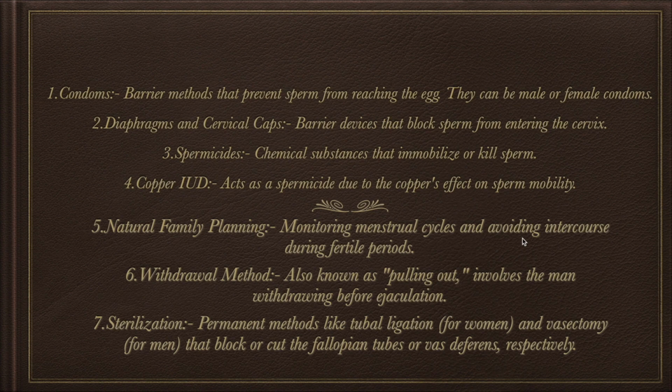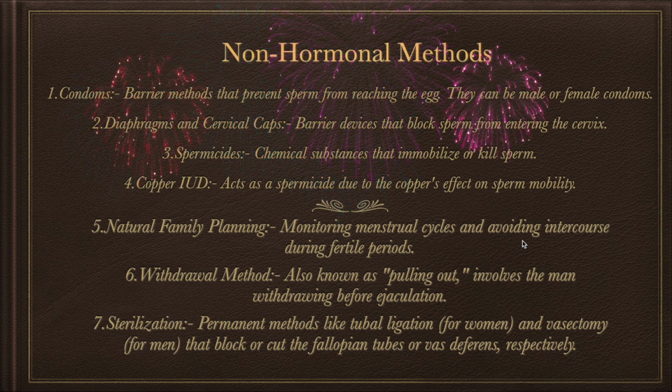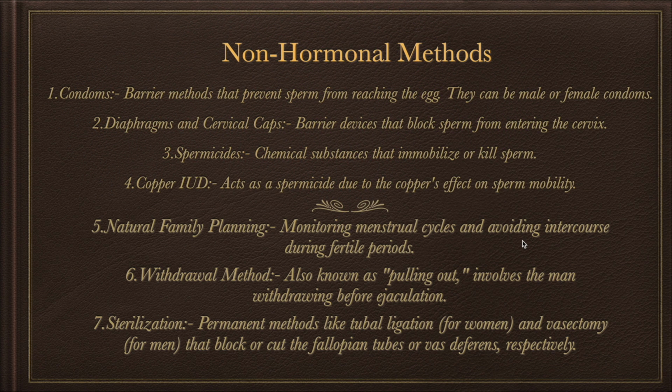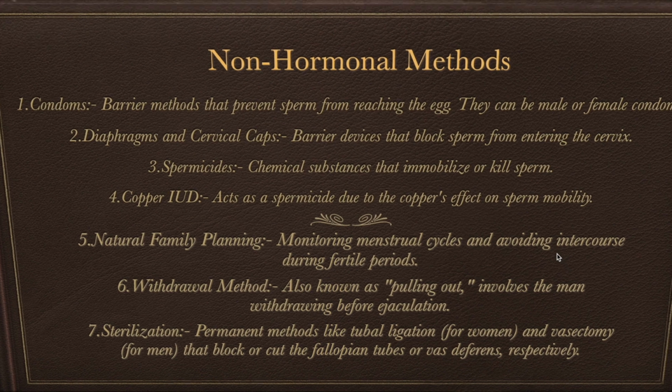Non-hormonal methods include condoms, and barrier methods for females and males, such as diaphragms and cervical caps. Spermicides can also be used, which are chemical substances that immobilize or kill sperm, and copper IUDs as discussed. Then natural family planning, monitoring menstrual cycles and avoiding intercourse during fertile periods. And the withdrawal method, also known as pulling out, involves withdrawing before ejaculation. Sterilization means permanent methods like tubal ligation for women and vasectomy for men, that block or cut the fallopian tubes and vas deferens respectively. These are the non-hormonal methods.